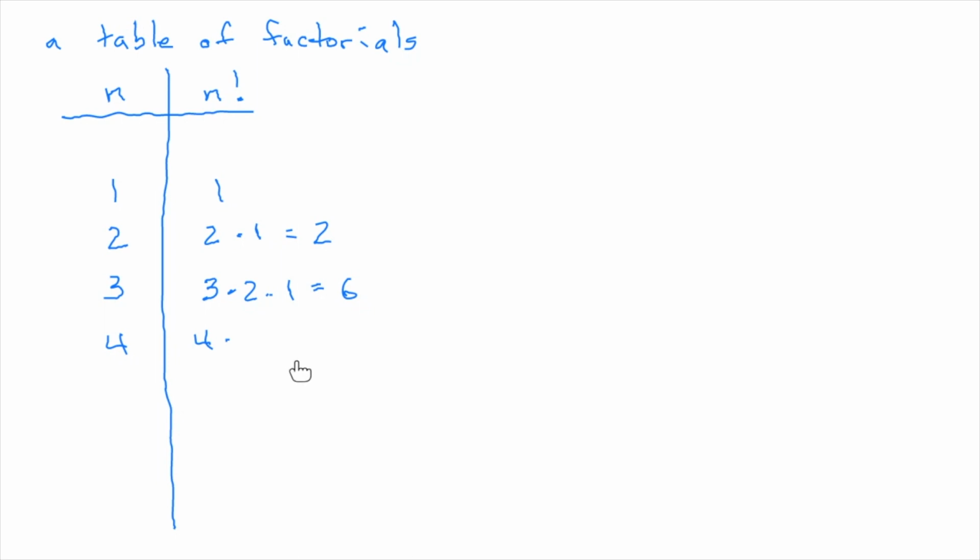Well, you have 3 times 2 times 1, and you know it's 6. So couldn't you just say 4 times 6, and that's 24, and you're done? And yeah, you could. It's really 4 times 3 factorial, because 4 factorial is 4 times 3 times 2 times 1, and 3 times 2 times 1 is 3 factorial.